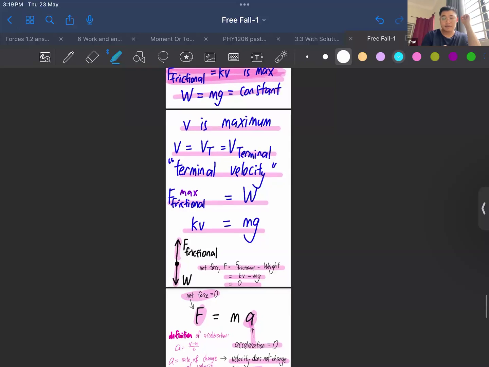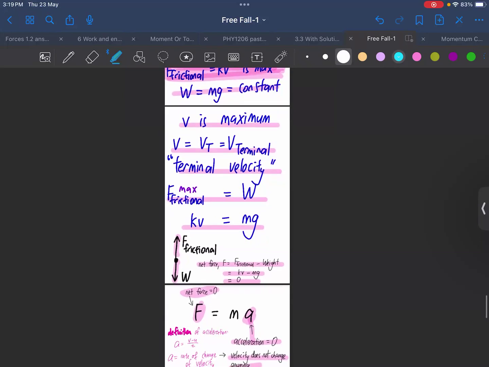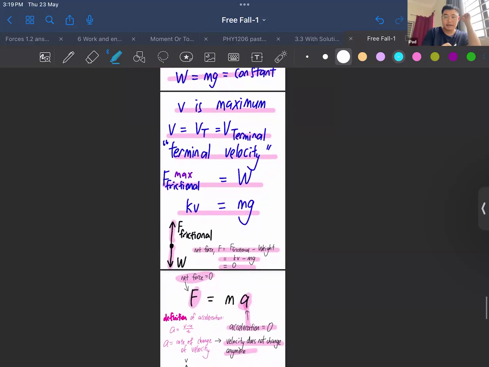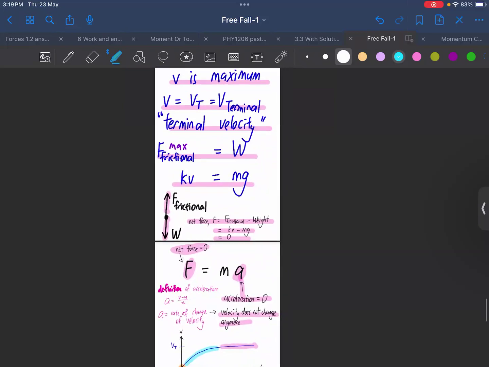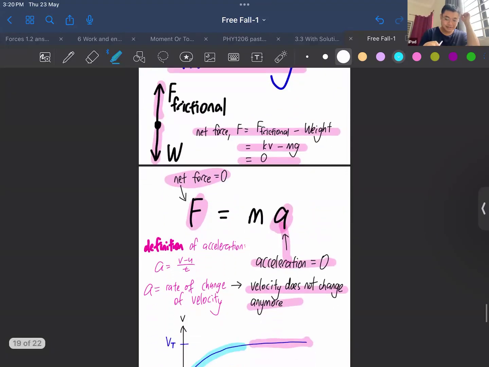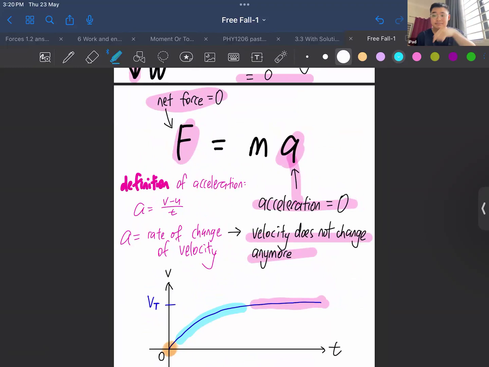If your net force is zero, then what will happen? The acceleration is also zero. A equal to zero, meaning will your velocity change again? No. Remember, A equal to zero means your velocity is not going to change anymore, because acceleration is the rate of change of velocity, right? So if your acceleration is zero, your velocity will no longer change.